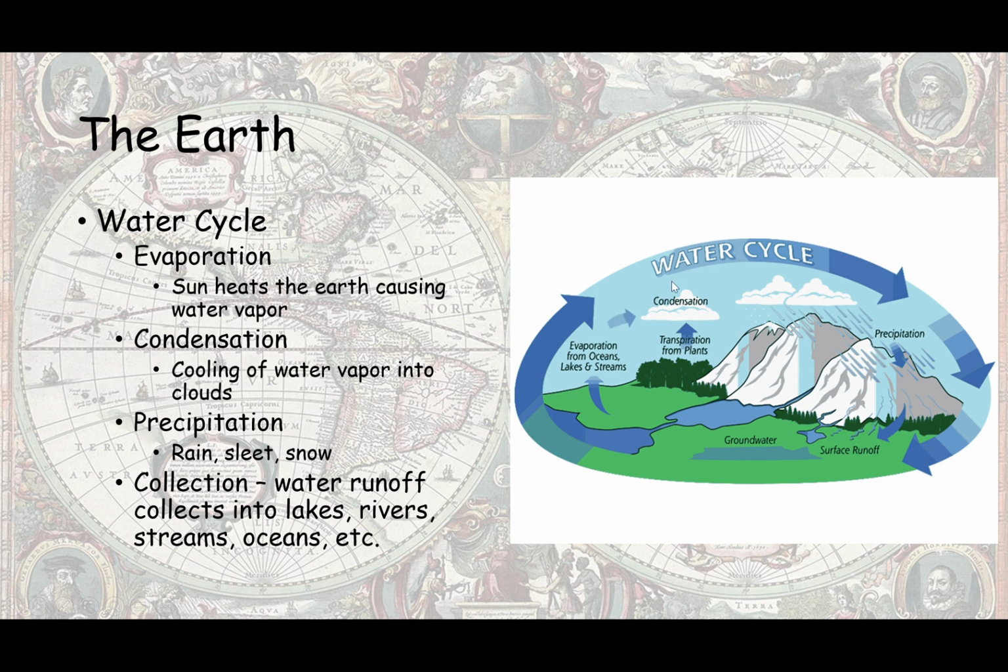Okay, and then it's going to cool and condense into water vapor in the clouds. Okay, and then it is going to fall to the earth in some form of precipitation, whether that is rain, sleet, or snow. And then it is going to collect into rivers, lakes, streams, oceans as runoff. And then we're going to begin the cycle again. Okay, so we're not making any more water, but our water is a part of a cycle, up and down, up and down.